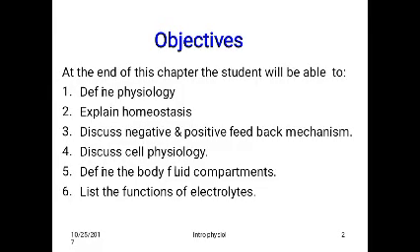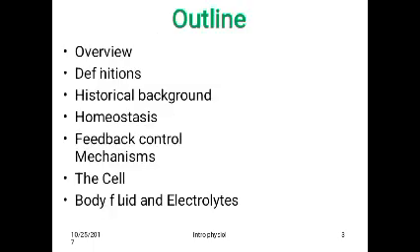Objectives. At the end of this chapter, the student will be able to define physiology, explain homeostasis, discuss negative and positive feedback mechanisms, discuss cell physiology, define the body fluid compartments, and list the functions of electrolytes. Outline: overview, definitions, historical background, homeostasis, feedback control mechanisms, the cell, body fluid and electrolytes.